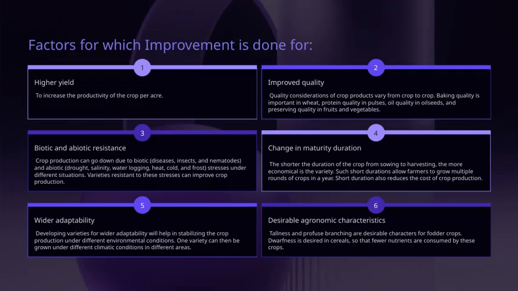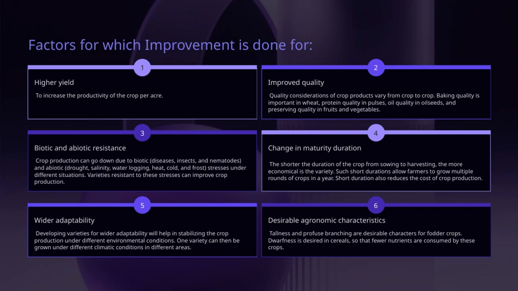Let's talk about the factors for which improvements are made to enhance crop production. First, there's the goal of achieving higher yield. The idea here is to increase the productivity of the crop per acre, so farmers can get more out of the same amount of land. Next, we focus on biotic and abiotic resistance. Crops can suffer from biotic stresses like diseases, pests, insects, and nematodes, as well as abiotic stresses such as drought, salinity, waterlogging, heat, cold, and frost. Developing varieties that are resistant to these stresses can significantly improve crop production and stability.